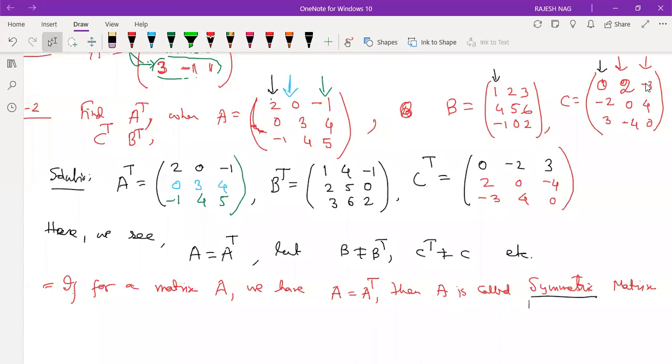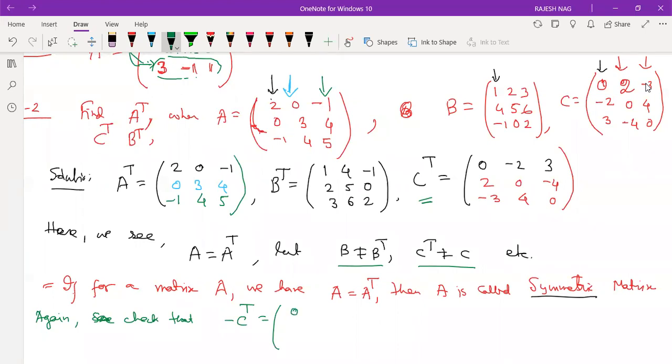Okay. Now again, we see B is not equal to B transpose, and C is not equal to C transpose. Let us check that. What is the value of minus C transpose? Let C transpose be this. If we multiply all the elements of the equation by minus 1, what do we have?